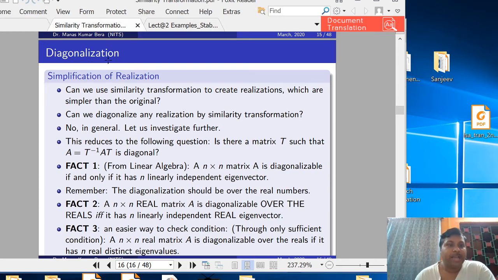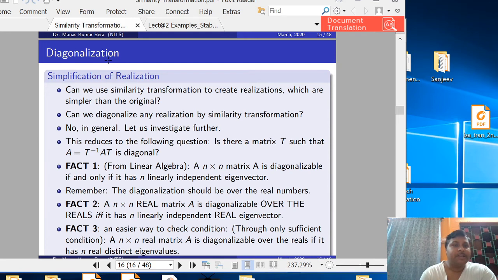Can we diagonalize? That is the same question we can ask: can we diagonalize any realization by similarity transformation? But the answer is no in general. Let us investigate further. What is the meaning of that? Suppose any realization is given, and we want to transform that realization to the diagonal one; always it is not possible. Some restrictions are there, so we want to state those restrictions, or on the basis of what condition this diagonalization process can exist.